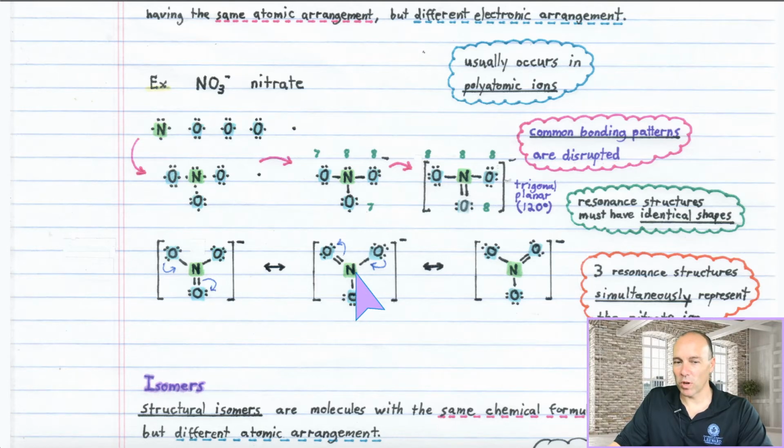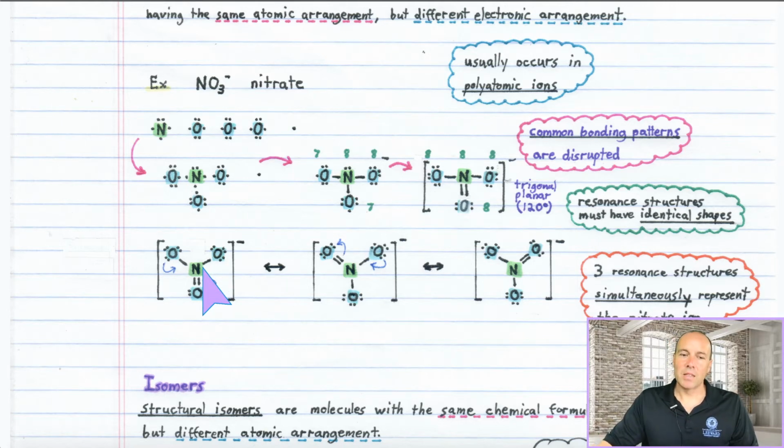This is also trigonal planar, 3 atoms, 0 lone pairs. And resonance structures must have identical shapes. Now, we can also have the double bond going to the 3rd oxygen, and so you can bring these 2 down here and bring those 2 back up there to get the 3rd resonance structure. So all three resonance structures simultaneously represent the nitrate ion.